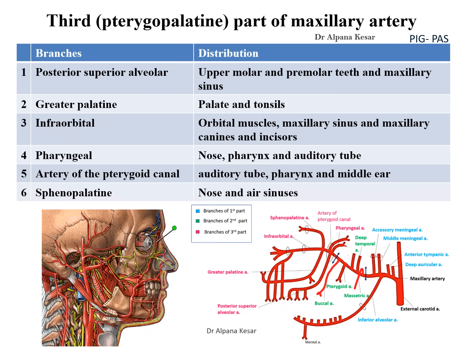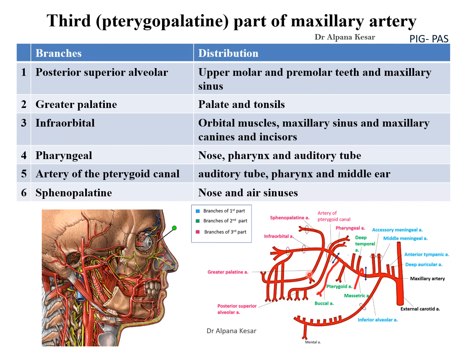Third part of maxillary artery is the part which is present in the pterygopalatine fossa and is also called the pterygopalatine part. The branches of third part of maxillary artery accompany the branches of maxillary nerve. The branches are the posterior superior alveolar artery, which supplies the upper molar and the premolar teeth. It also supplies maxillary air sinus.